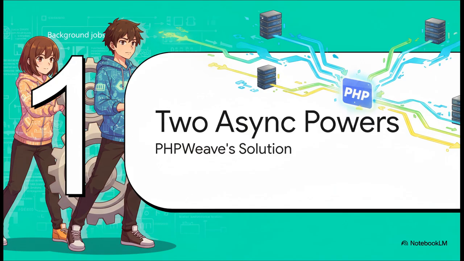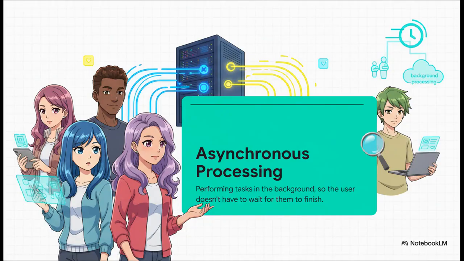So what's the fix? Well, it all comes down to asynchronous processing, and PHPWeave actually gives us two distinct superpowers to handle it. And these tools are specifically designed to tackle different kinds of slowness and make your app feel pretty much instantaneous to the user.